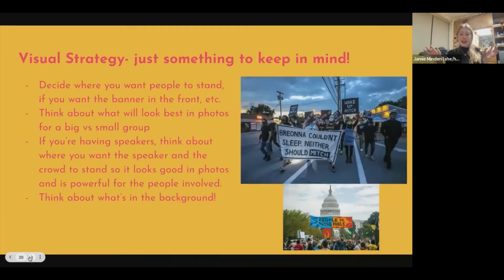All right, okay. This is the last thing. This is going to be what we're talking about for our activity, but visual strategy. So visual strategy itself is just figuring out where you want people to stand, where you want banners to be, like what kind of levels you want. So think about, if you look at this image, this was from an action back in, I think, 2020, where people from the Sunrise Movement went and woke up Mitch McConnell very early in the morning in protest of Breonna Taylor's murder.